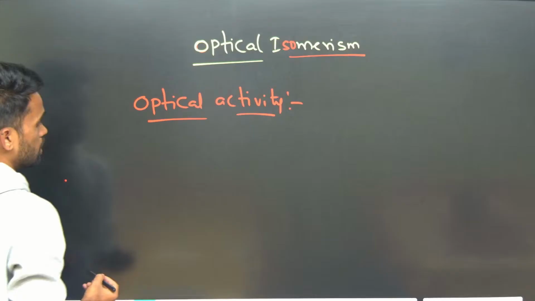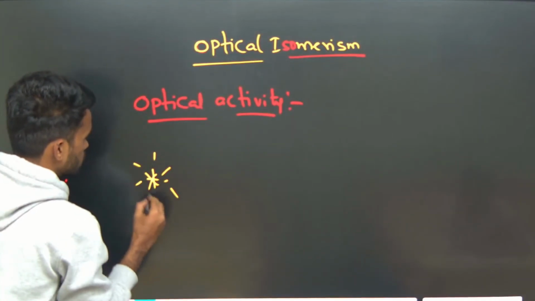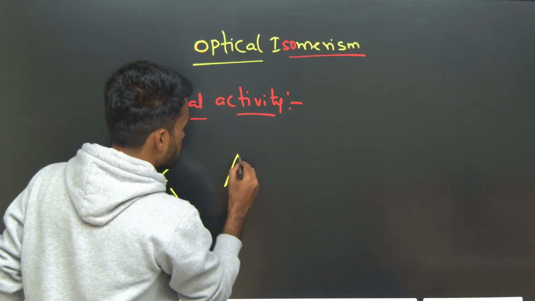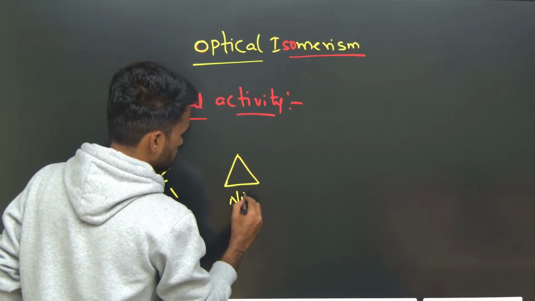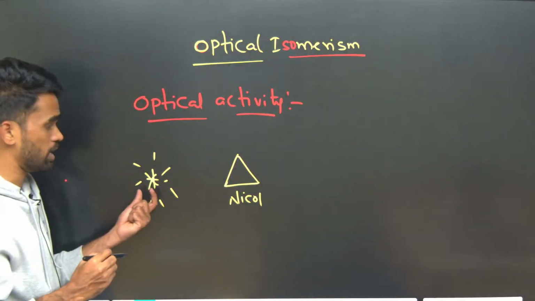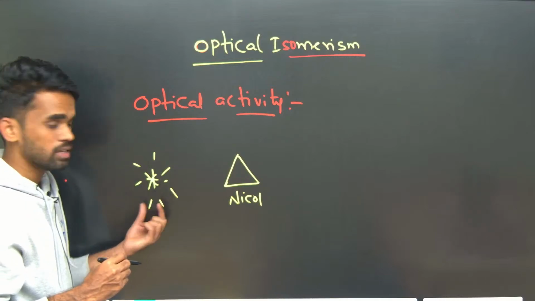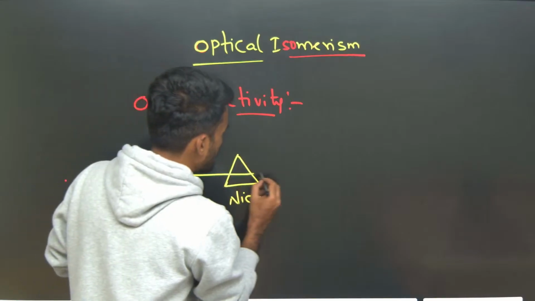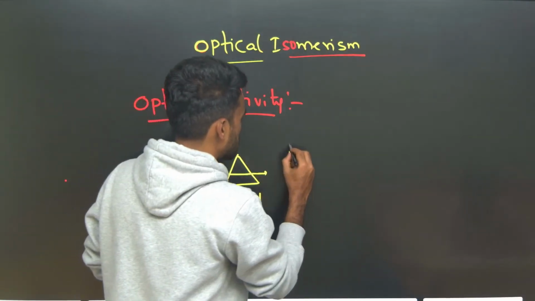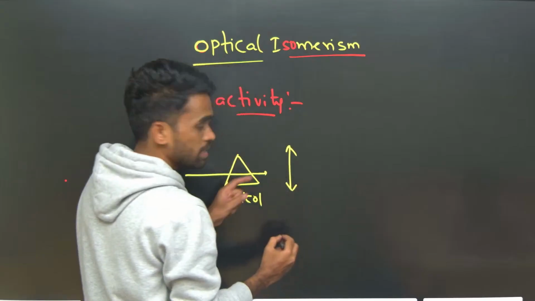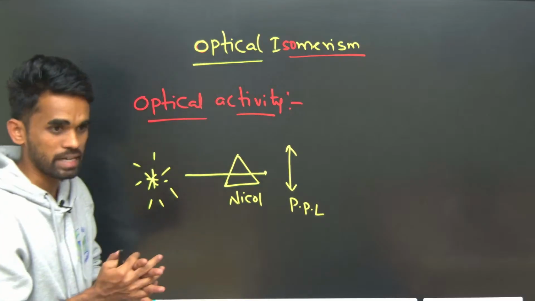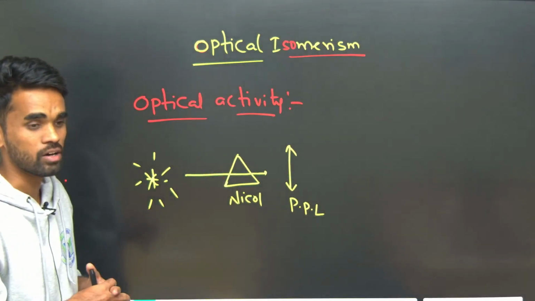For example, I am taking a light source from here. This is normal white light, you can say. I am placing a nicol prism here. I have taken normal white light and passed it through the nicol prism, so now this white light will get polarized like this. I can call this light plane polarized light. We get a single beam, a single plane polarized light, here.